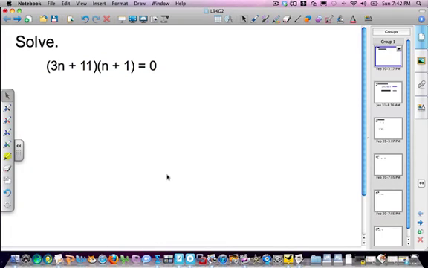Let's begin today's lesson by reviewing how we solved factored form equations in yesterday's lesson. Anytime you see the word solve, remember your goal is to isolate the variable. Let's examine the equation carefully. We see that we have two factors. The first factor is 3m plus 11. The second factor is m plus 1, and the product of those two factors is 0.